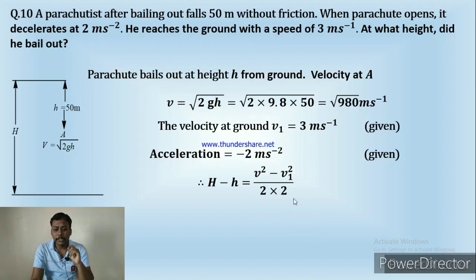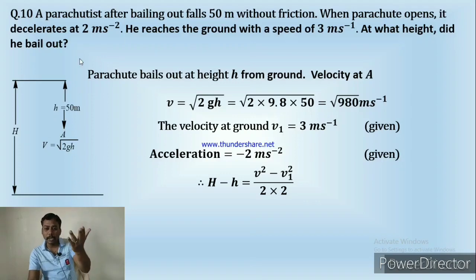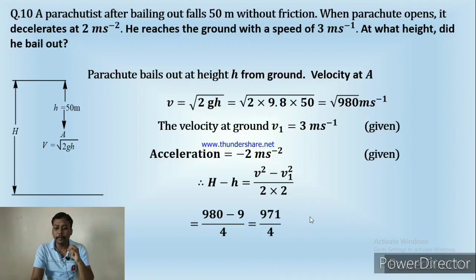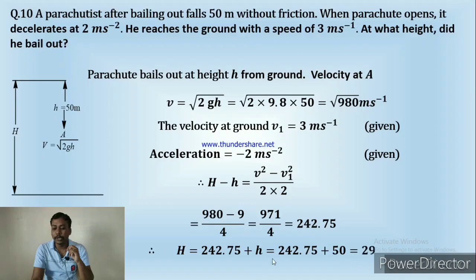So 980 is the velocity square at A, and v1 is the velocity at the ground. So 980 minus 9 upon 4, where a is the acceleration, 2 into 2, because in both cases the acceleration is there, and this is the difference in velocity. So the answer is 242.75, and H is equal to 242.75 plus h. So h is 50.